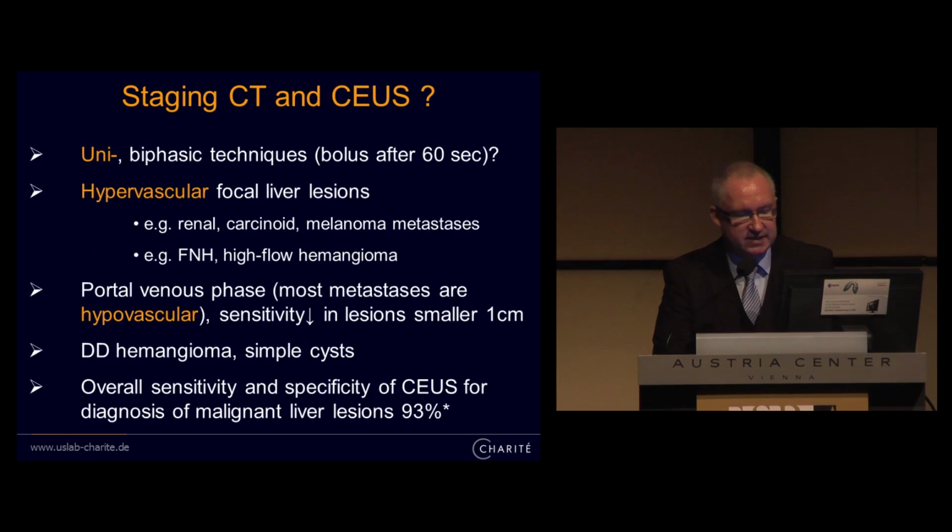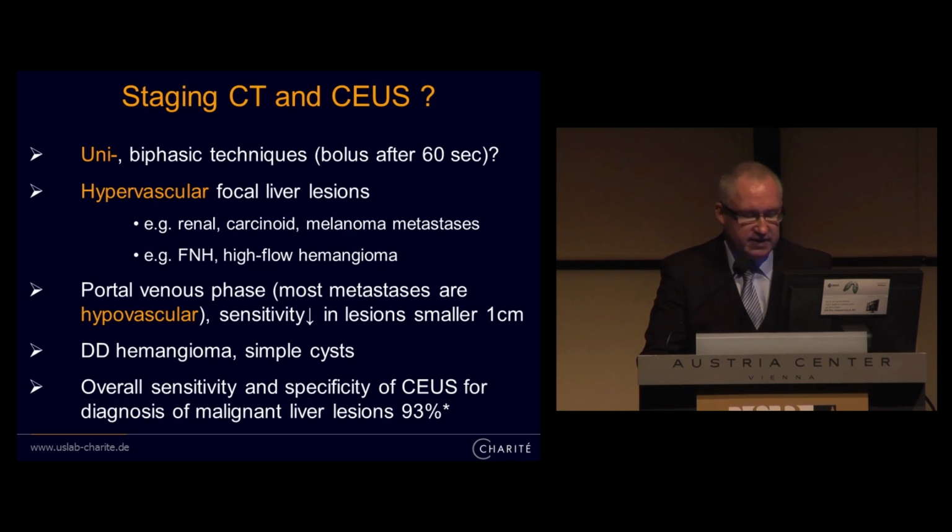Last point, staging CT. What is the problem if we deal with staging CT? The problem is that we mostly use a uniphasic technique with a bolus administration after 60 seconds. The reason is we will scan hypervascular metastasis very easily in this setting. Sometimes we have hypervascular focal liver lesions, for instance, renal carcinoid melanoma metastasis, as well as FNH or high-flow hemangiomas.